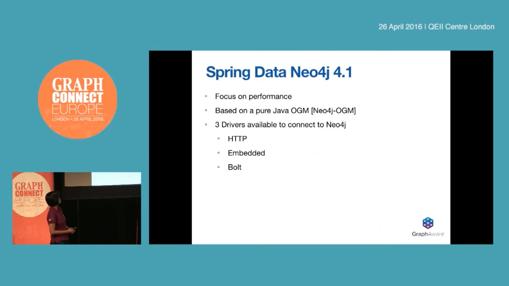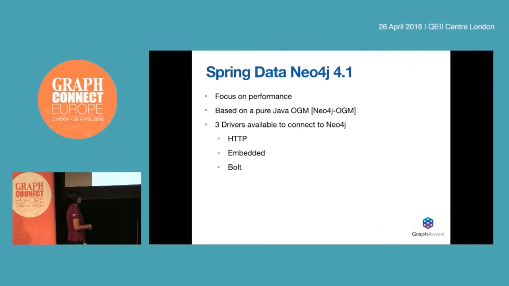So Spring Data Neo4j 4.1. Why is it focused on performance? Spring Data Neo4j 3.x and before were built to support Neo4j in embedded mode. As the Neo4j server was released, Spring Data Neo4j didn't really catch up with that, and so there were performance problems when you worked with it over the wire. So SDN4 was rewritten from scratch to provide a more performant way of accessing Neo4j over the wire. SDN4 really only supports Neo4j over HTTP.